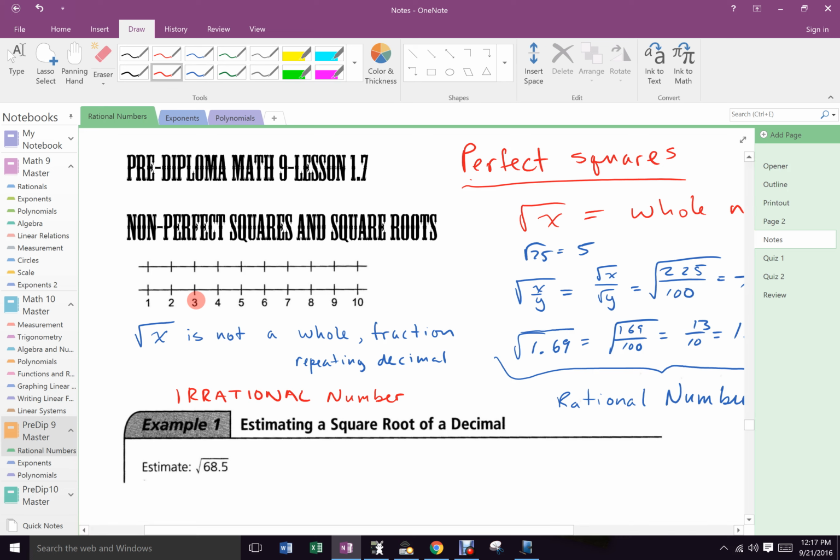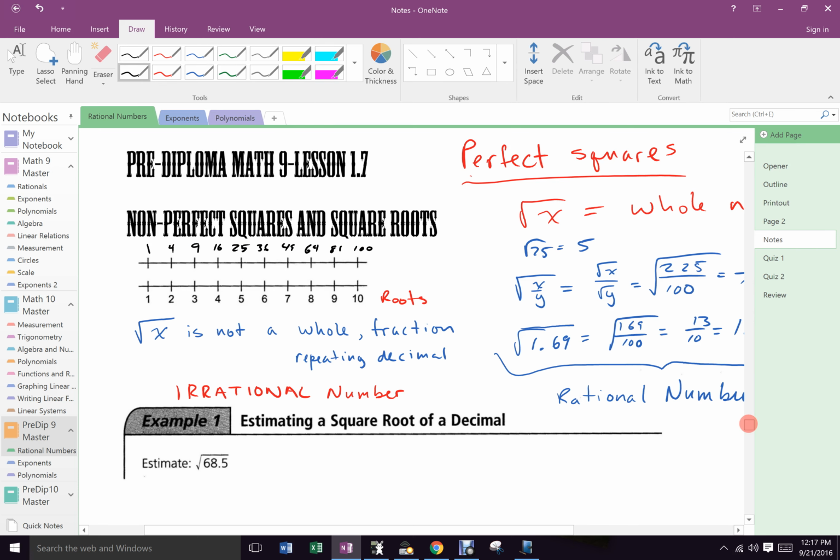Down here, are these square roots or perfect squares? These guys are the roots. Because every single number is a root, isn't it? Because you can always multiply it by itself. So let's fill in the squares. 1, 4, 9, 16, 25, 36, 49, 64, 81, 100. And the only reason I'm stopping at 10 is for room. Right? Okay. So now we get to this situation.